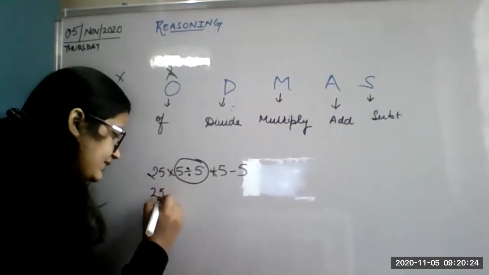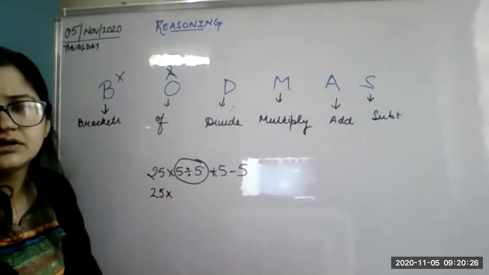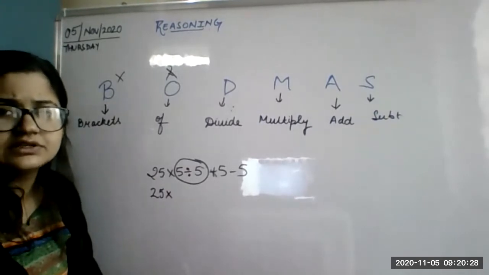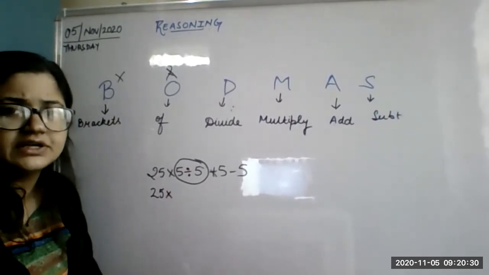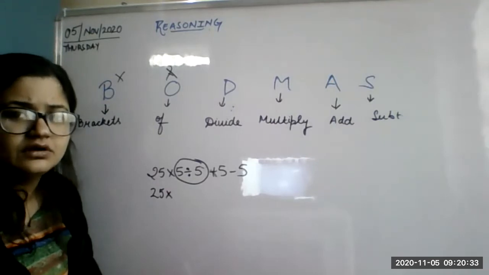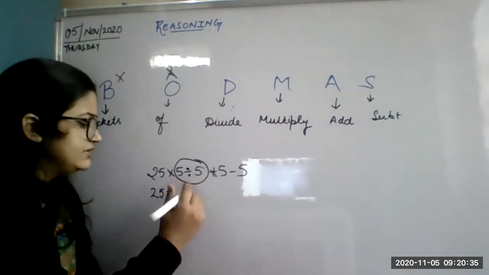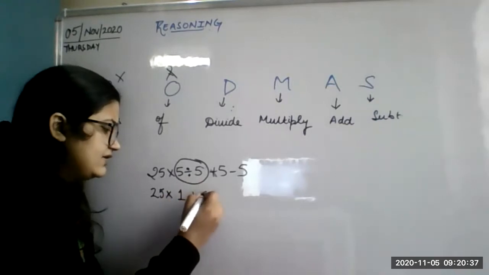Ma'am, we have to write it. Who is saying this? We have to write it. How many times have I told you not to write anything and just look on the board? Okay, 5 divided by 5 is 1 plus 5 minus 5.